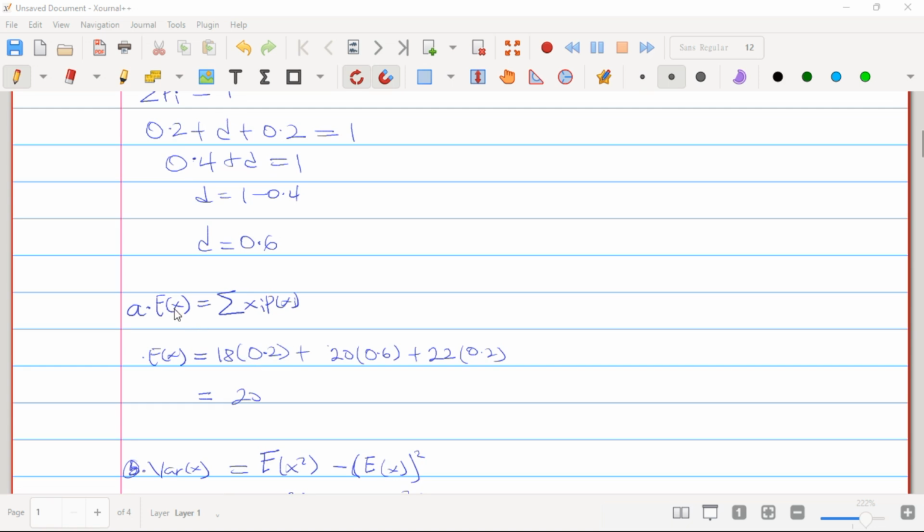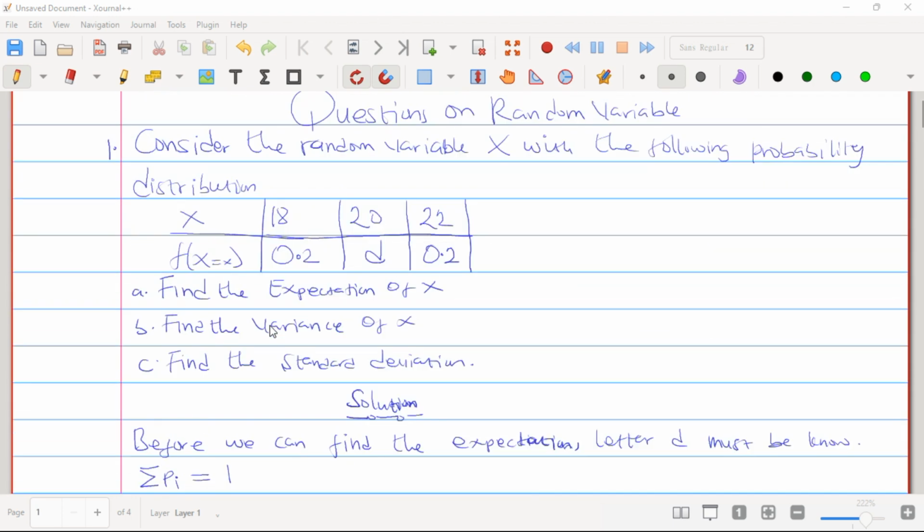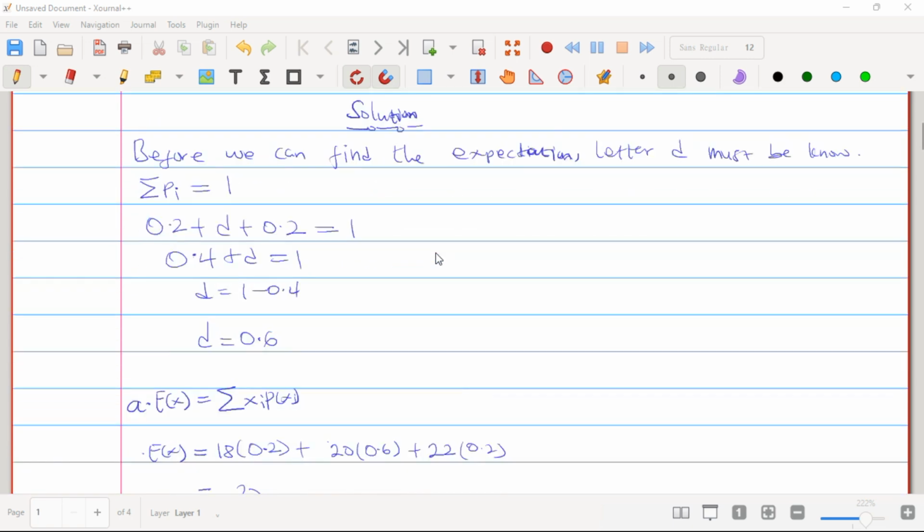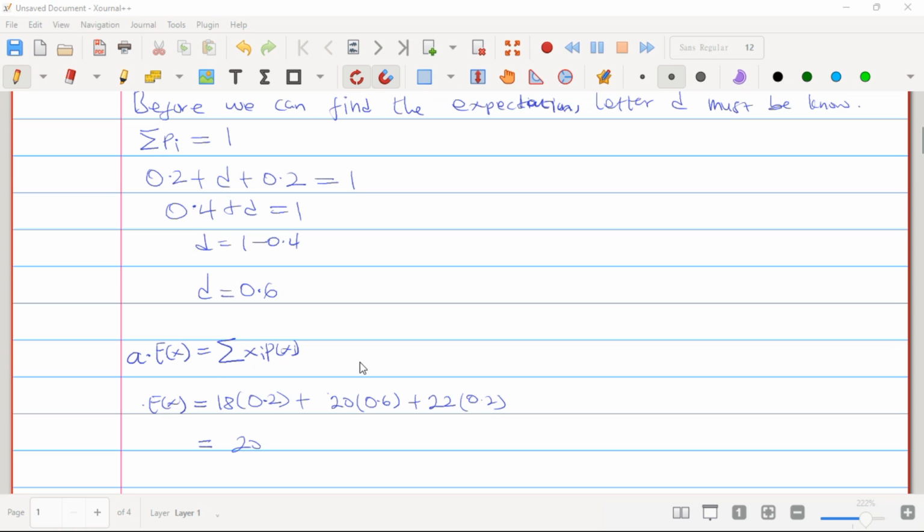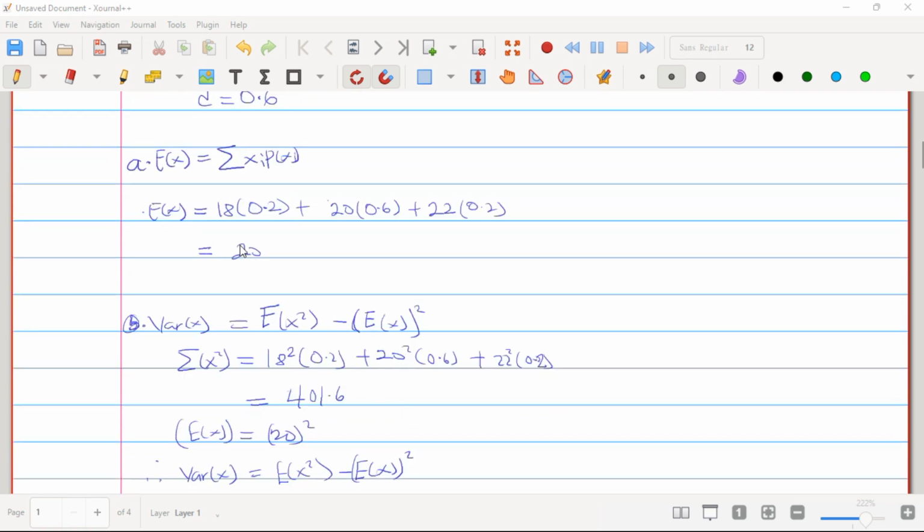Then here we have expectation of x. Our expectation of x is equal to x times the individual probabilities, right? So here we had 18 times 0.2, 20 times d, 22 times 0.2. We do that to find our expectation of x. Once we sum and punch it on the calculator, we are going to get 20, right?